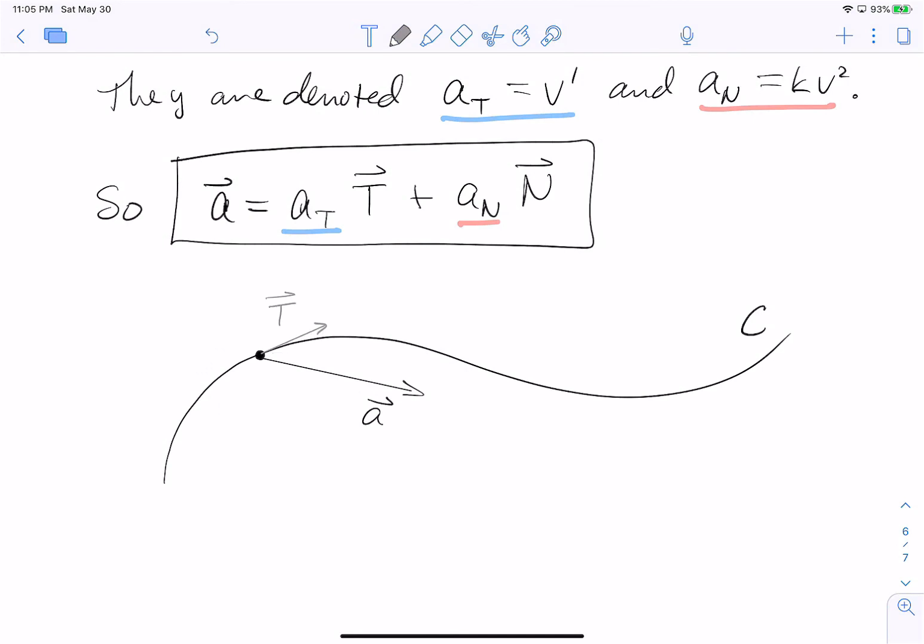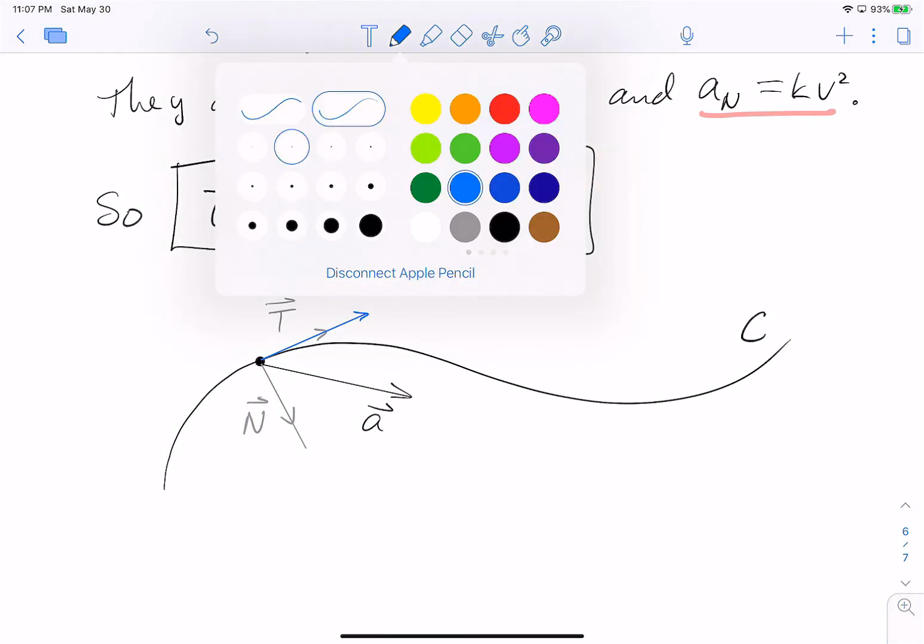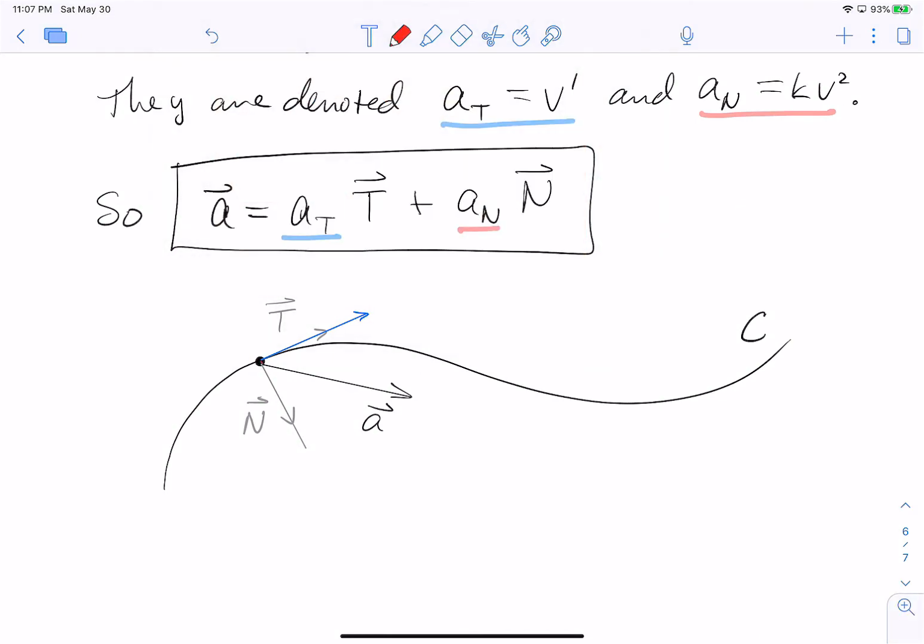That's T. And at that point there's a unit normal vector, which is orthogonal to the unit tangent vector because of work that we've already seen before. The vector a can be expressed as a linear combination of the tangential vector and the normal vector.